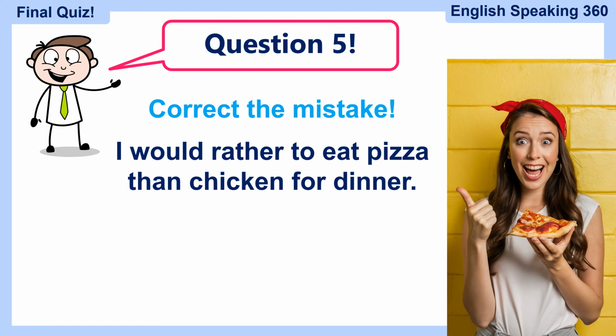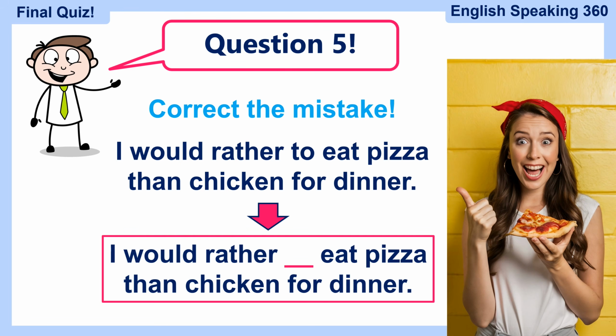Question 5. I would rather to eat pizza than chicken for dinner. Can you correct it? The corrected version is I would rather eat pizza than chicken for dinner. Like I said before, there is no to after would rather.